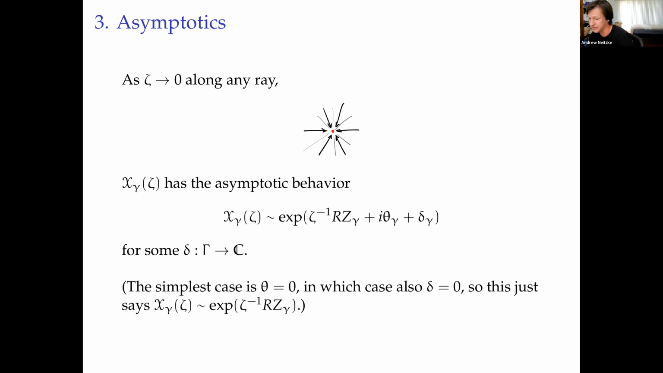The simplest case to think of, the case where we understand it best, is actually the case where we choose the angles to be 0. So then we're looking at some distinguished section of the integrable system where the angles are 0. And in that case, this formula just says that the x gamma, as zeta goes to 0, behaves exponentially, like exponential of R Z gamma over zeta. And that's supposed to be true, crucially, when you go along any ray.